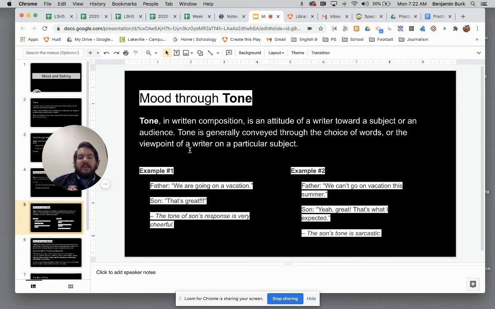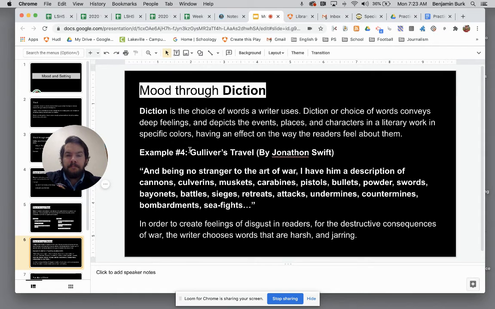A couple of examples right here. If a father tells a son, "Hey, we're going on vacation," the son could respond, "Awesome, that's great," and they're really happy. If the father says, "Oh, we can't go on a vacation this summer," and the son says, "Yeah, great, that's what I expected," he's using the same words, but his tone has changed to be more sarcastic. So you can identify part of the mood, or how you're feeling about what you're reading, by the tone of voice the author is using.